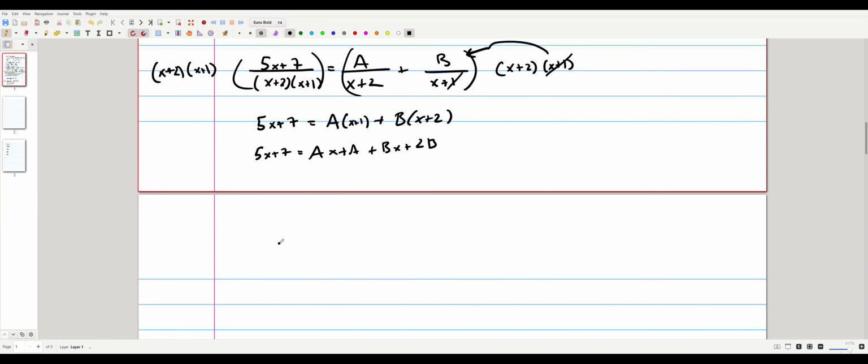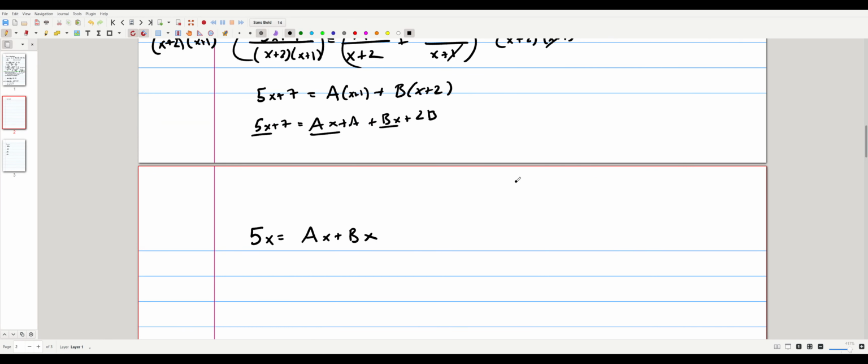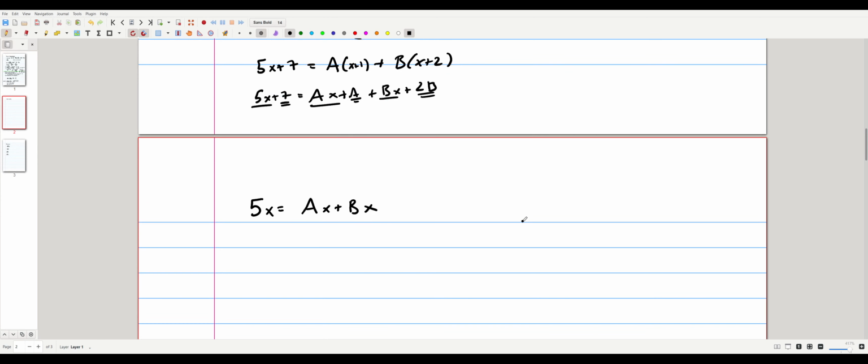So now what we have is a 5x, an ax, and a bx, and all of these terms have x's, so we can make a new equation with them. And so we'll say we have 5x is equal to ax plus bx. And then our second equation, well, we have the number 7, just the letter a, and just the letter 2b with no x's in front of it. So we can make a second equation with those. So we'll have 7 is equal to a plus 2b.